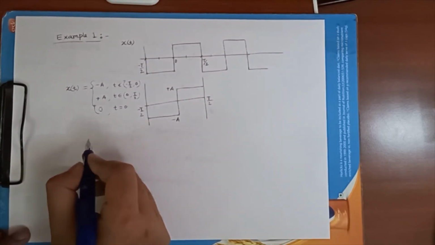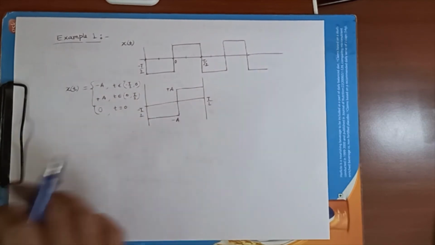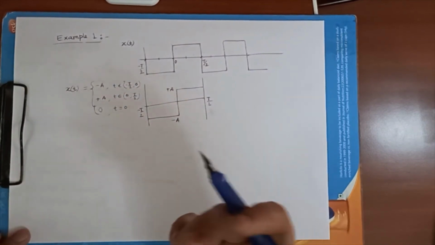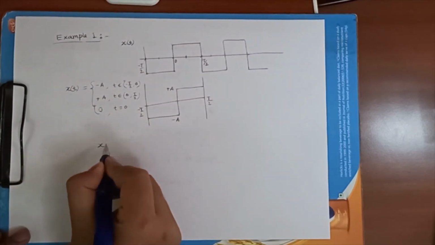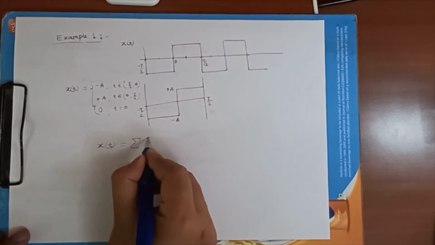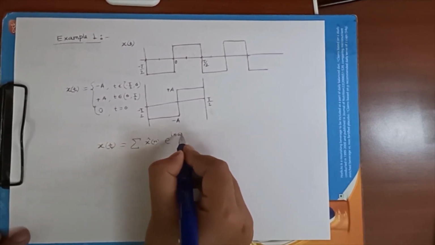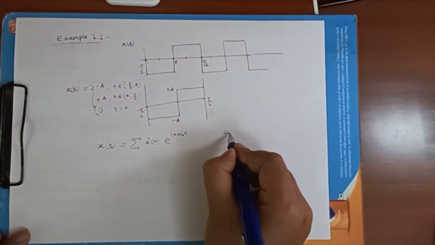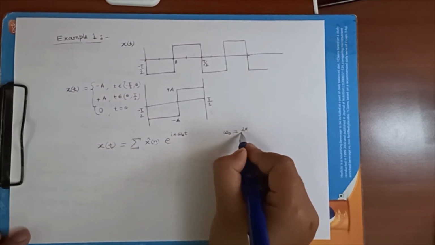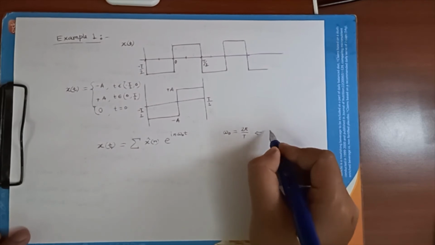Now I want to represent this particular signal with finite support as a Fourier series. So let us write down the Fourier series. x(t) is equal to the summation of x hat n e to the power i n omega 0 t. What is omega 0? Omega 0 is 2 pi by T, this T. That is the fundamental angular frequency.